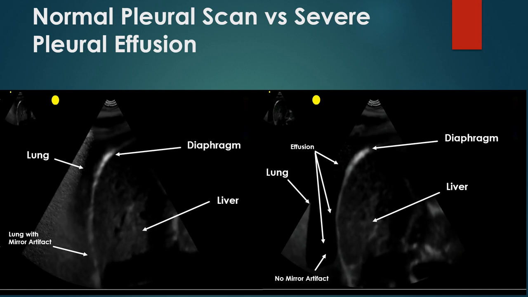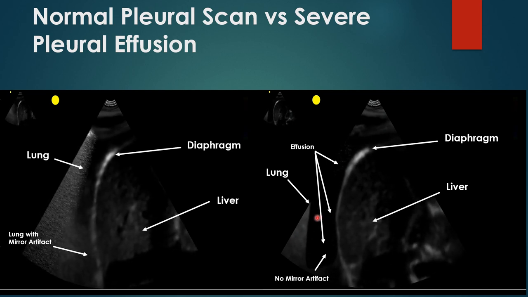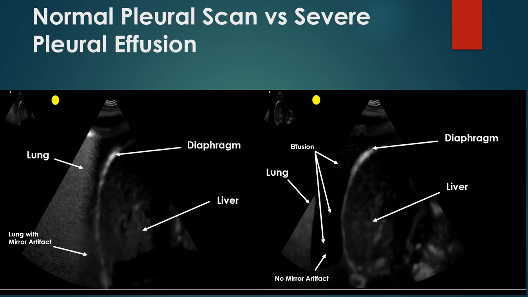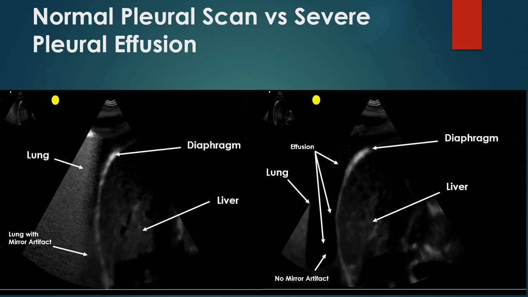And I'm basing this severe versus moderate extremely on qualitative, because a lot of this has to do with getting your probe in just the right position between the ribs if you're using a curvilinear probe.